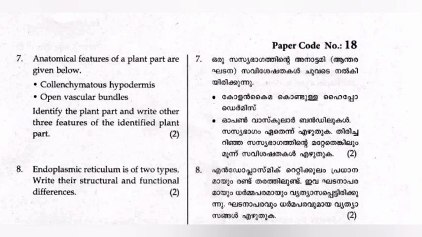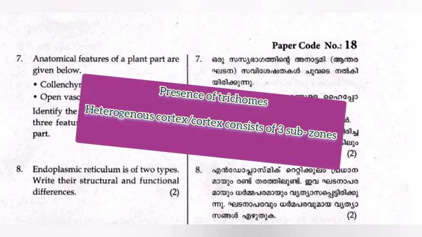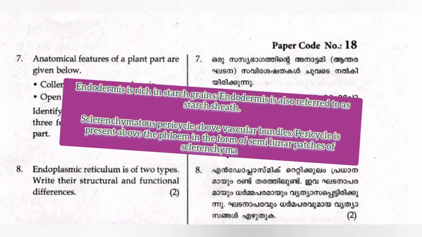7. Anatomical features of a plant part are given below: collenchymatous hypodermis, open vascular bundles. Identify the plant part and write other 3 features of the identified plant part. Answer: Dicot stem. Features: presence of trichomes; heterogeneous cortex, or cortex consists of 3 subzones; endodermis is rich in starch grains, or endodermis is also referred to as starch sheath.